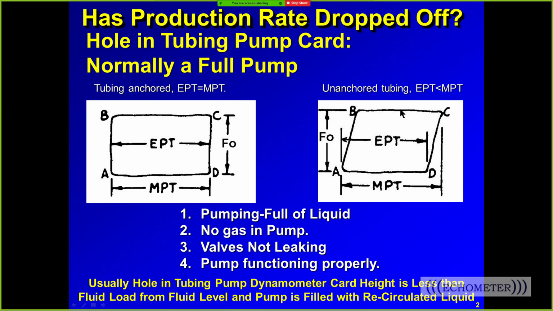is full of liquid, and you'll see a pump card that shows that the pump's full. There's no gas in the pump. It shows the valve's working properly, and you're wondering why is my production dropped off or no production, but my pump is full. Well, the answer is the liquid's being pumped up the tubing by a functioning pump without any problem, either anchored or unanchored tubing, and the liquid goes out a hole and falls back down to the well, and you're just circulating liquid from in the tubing, out the tubing, back down the pump, and back up the tubing.